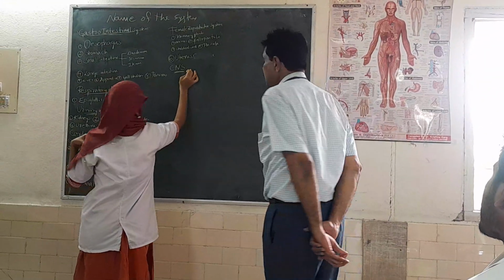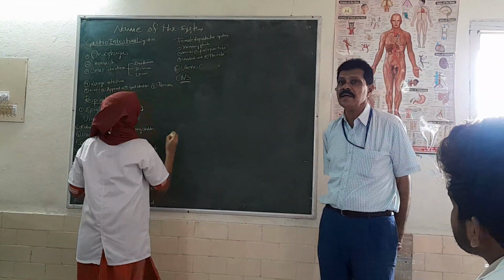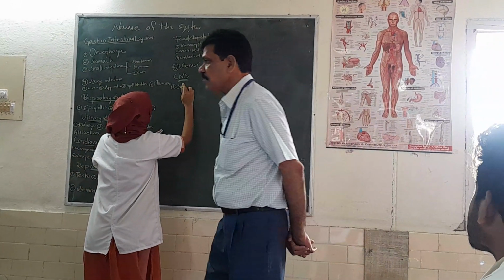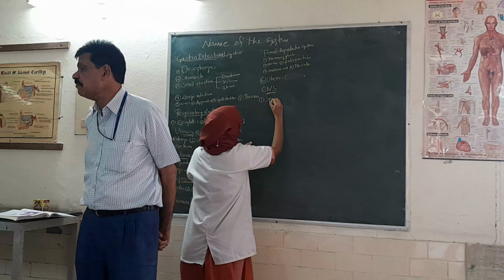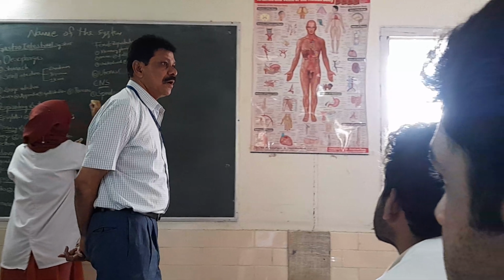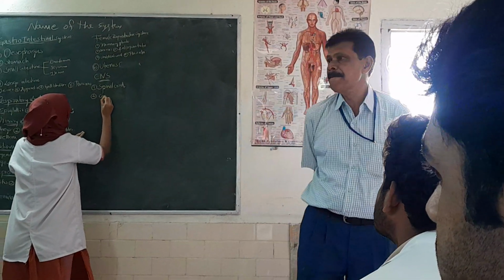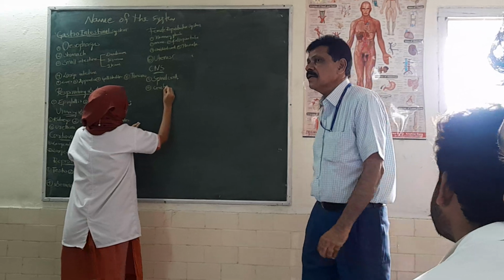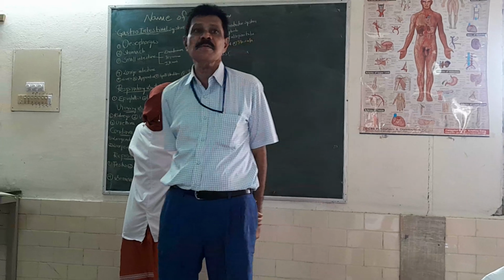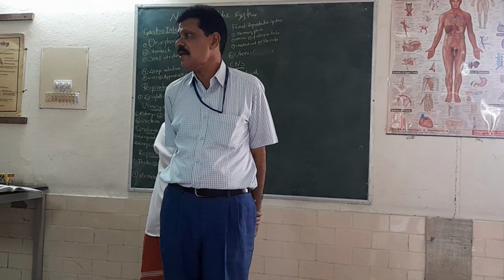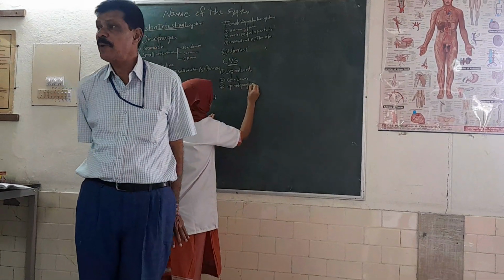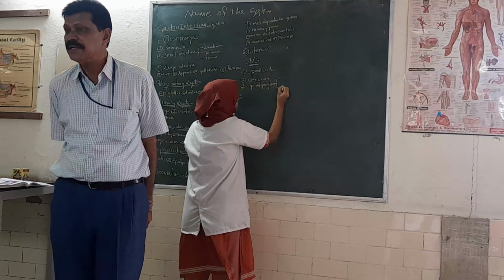Next, what is the next? CNS. In the CNS, what will be there? Spinal cord, cerebrum, cerebellum, dorsal root ganglion, sympathetic ganglion, and nerve fiber. Dorsal root ganglion is also called spinal ganglion, and also sympathetic ganglion. So two ganglions.